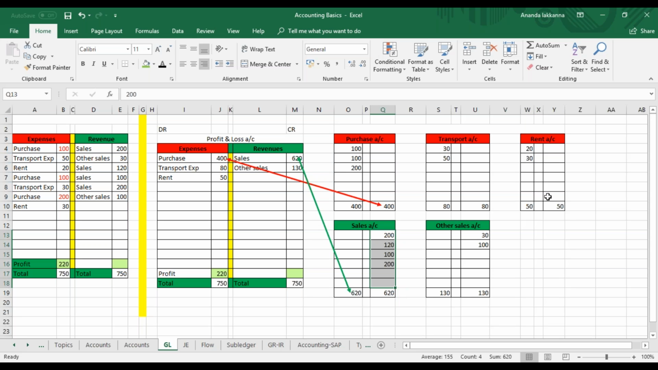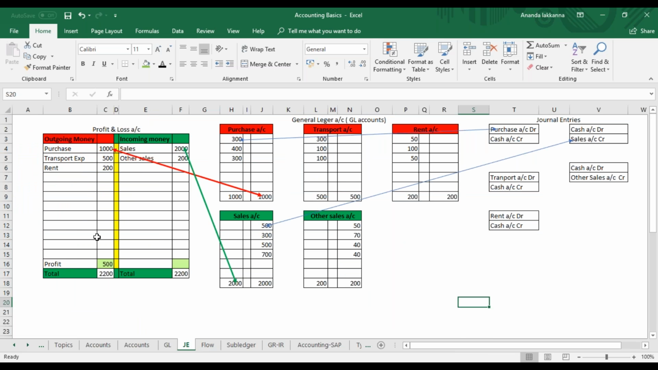Now, one more question will come. What's the purpose of the journal entry? Go here, same account, same thing. Some amounts are changed here, but do not bother about the amounts. It's the same thing. Take the example I was telling, that he got a loss and wanted to find out where he got lost.